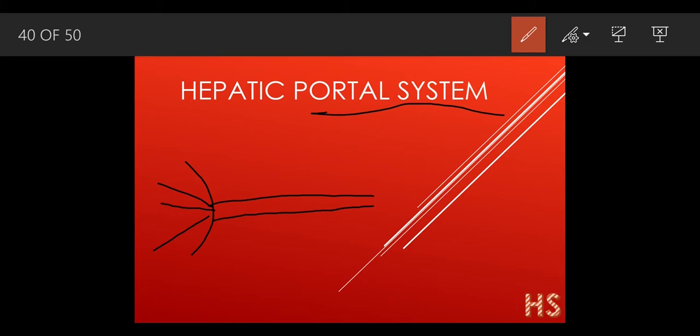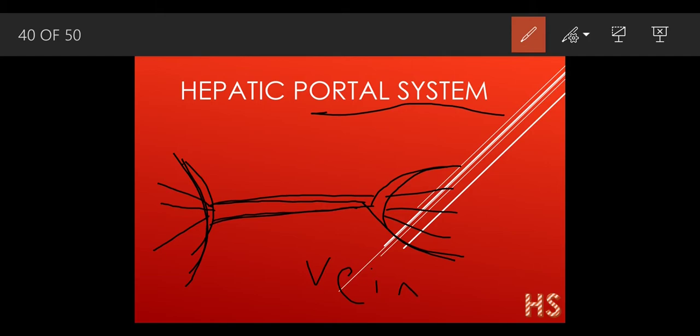This is a blood vessel, and again I am going to draw the blood capillaries. Okay, so if you see, the start is the blood capillary here and the end is the blood capillary out here, and in between there is a vessel which is nothing but a vein only. So it is called a portal vein.